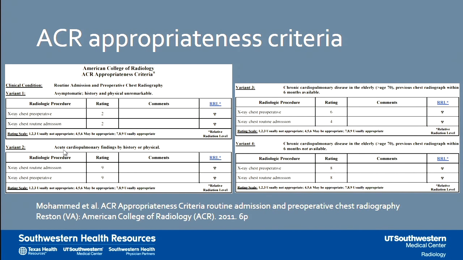However, variant 2, with acute cardiopulmonary findings by history or physical, the appropriateness, I don't know why they changed it to the bottom, but it goes up to a 9, so you definitely would want to do it. It's highly indicated. Kind of going out of order, variant 4 over here says chronic cardiopulmonary disease in the elderly, which is defined as above 70. If they haven't had a previous chest x-ray within 6 months, a preoperative chest x-ray gets an 8, so you would want to do it. If they do have a chest x-ray within 6 months, it drops the rating to a 6. So you just have to stratify based on how much chronic disease they have.